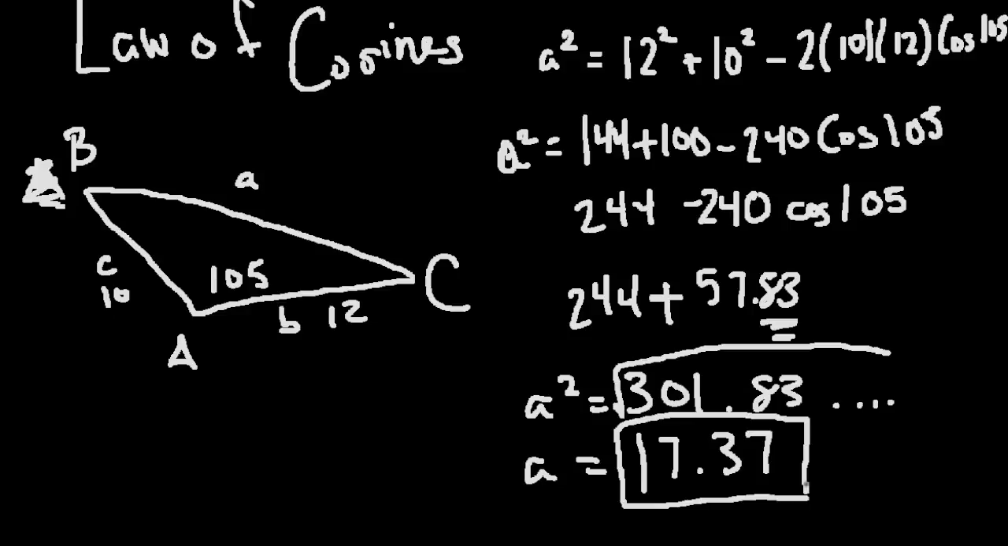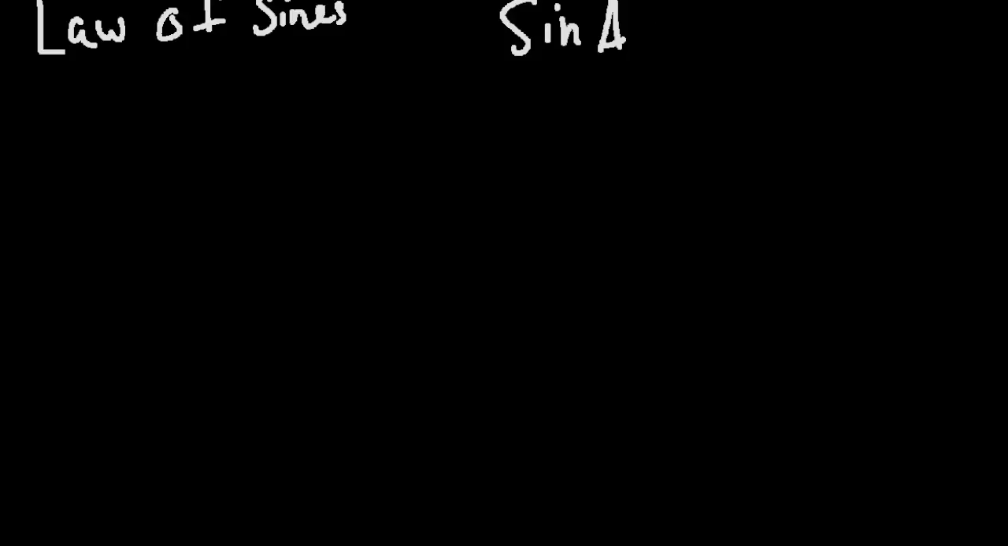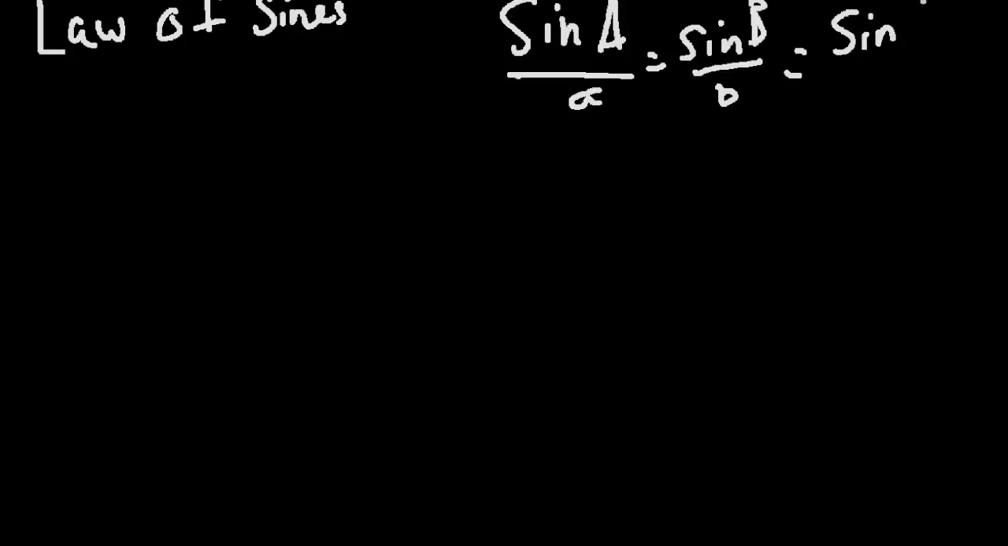Okay, so that's law of cosines. Let's move on to the law of sines. Now remember, law of sines: sine A over A equals sine B over B, and equals sine C over C. And remember, we need three pieces of information from our triangle.